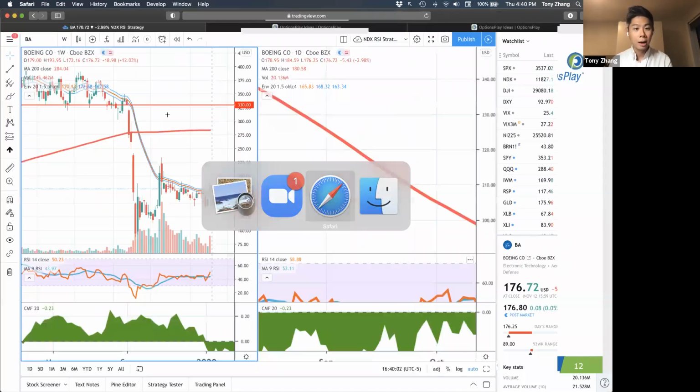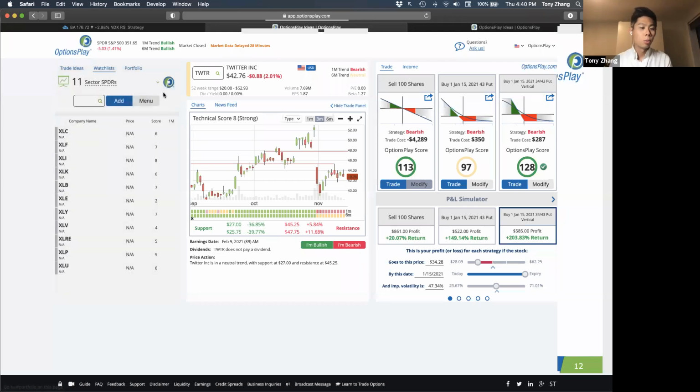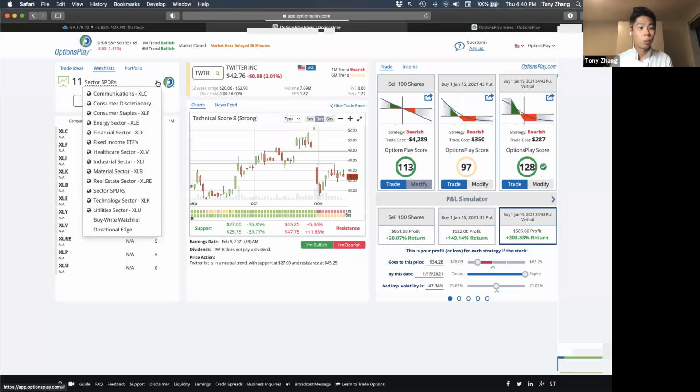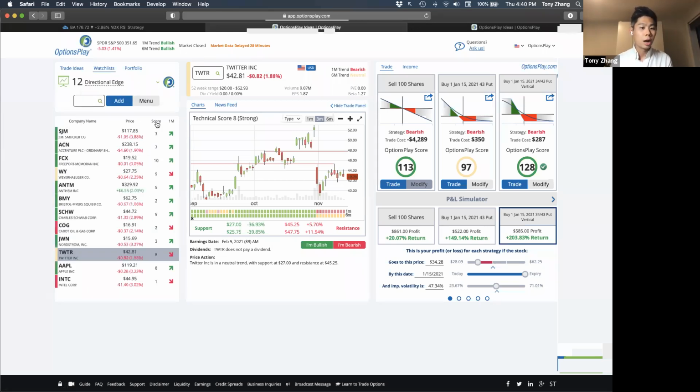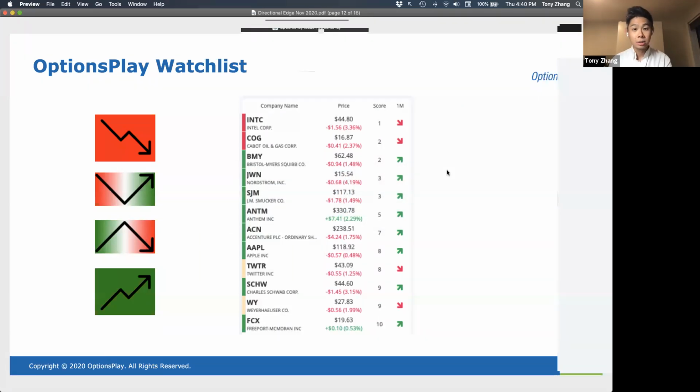When you log on to the OptionsPlay platform, you can go to your watch list section, and whether you're using one of our pre-built watch lists or a watch list that you've built yourself, you can sort by this column called the score. And when you sort by the score, what you get is a view that looks like this. I'm going to show you how you can use this watch list to quickly identify stocks of a certain category.